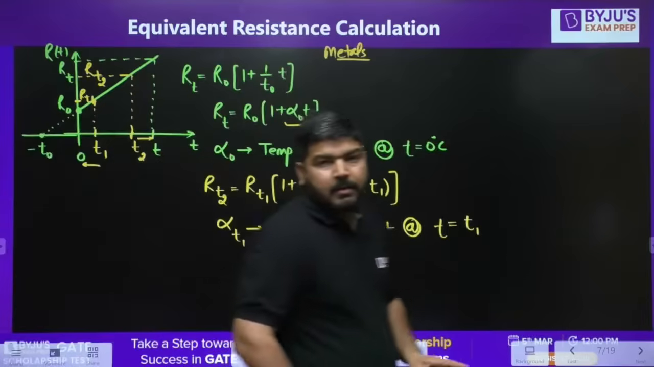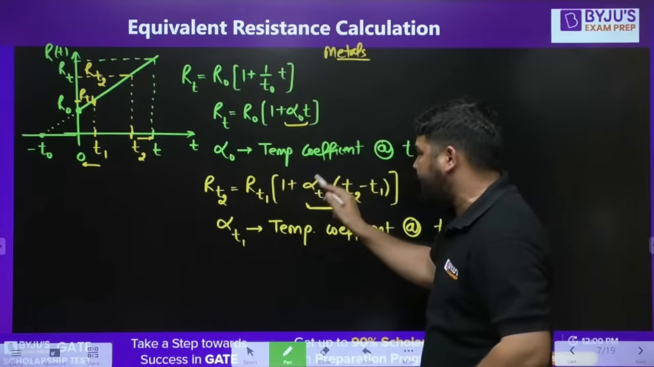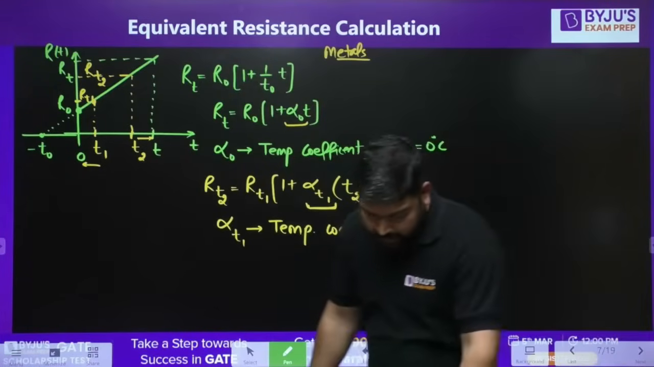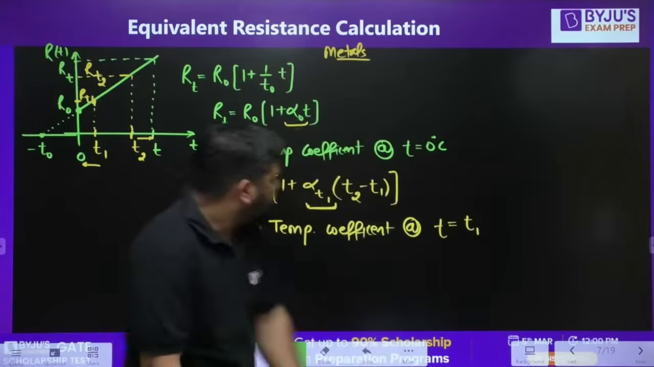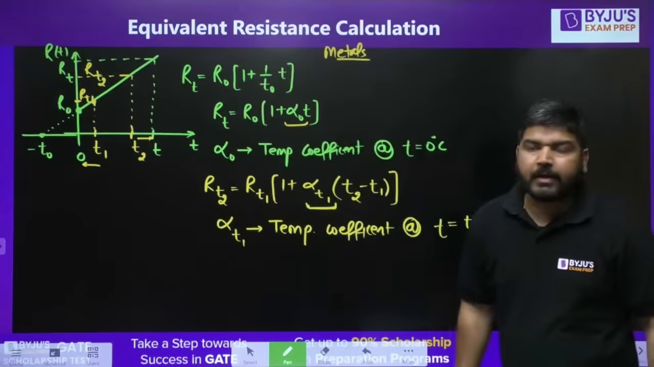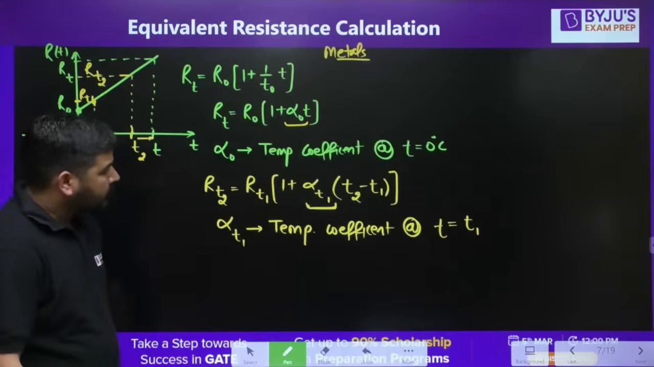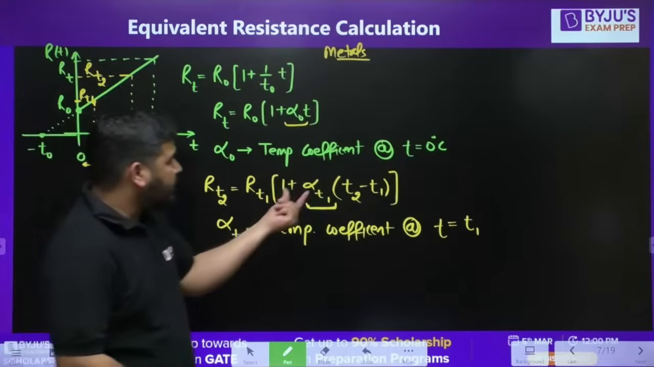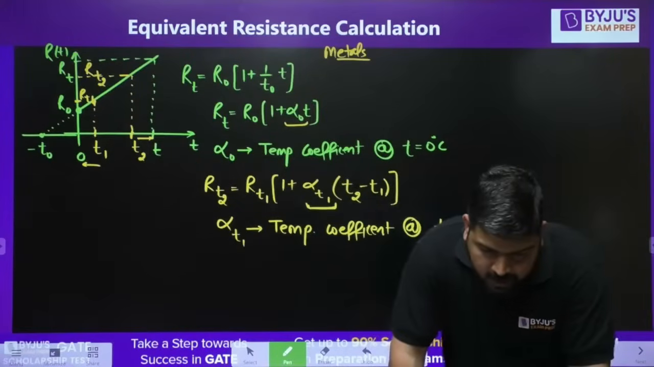How to calculate this alpha naught and alpha T1? I mean, how to find the relation between alpha T1 and alpha naught? Tell me guys, what should I do? How to calculate that? Is there any way to calculate the relation between alpha T1 and alpha naught? Think about it.